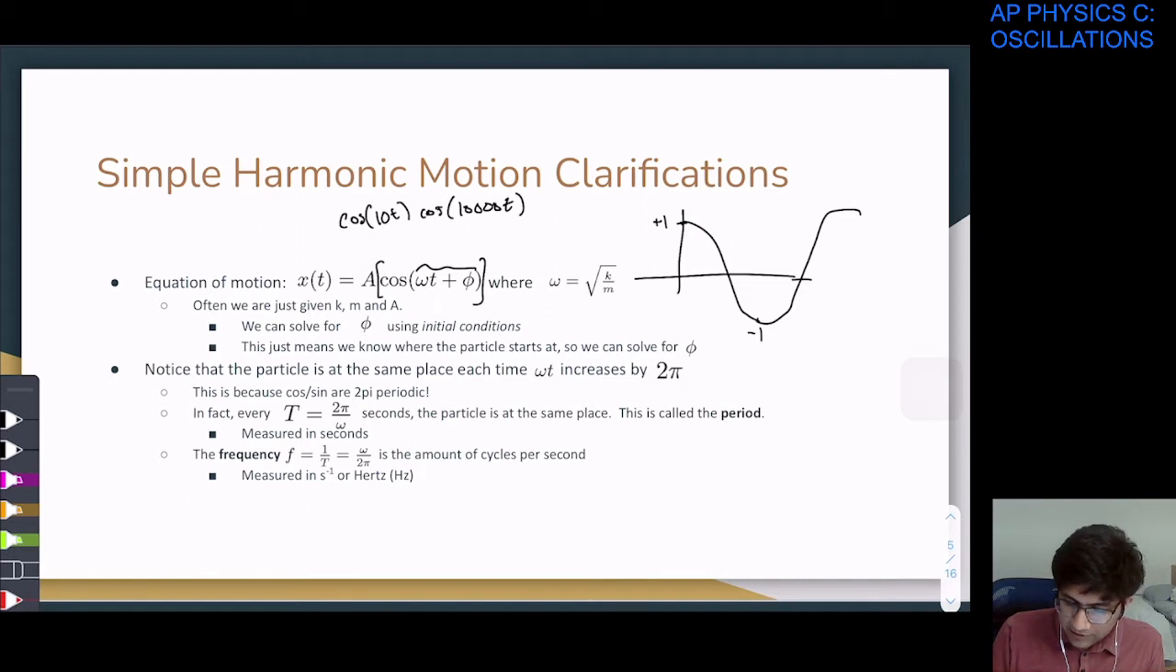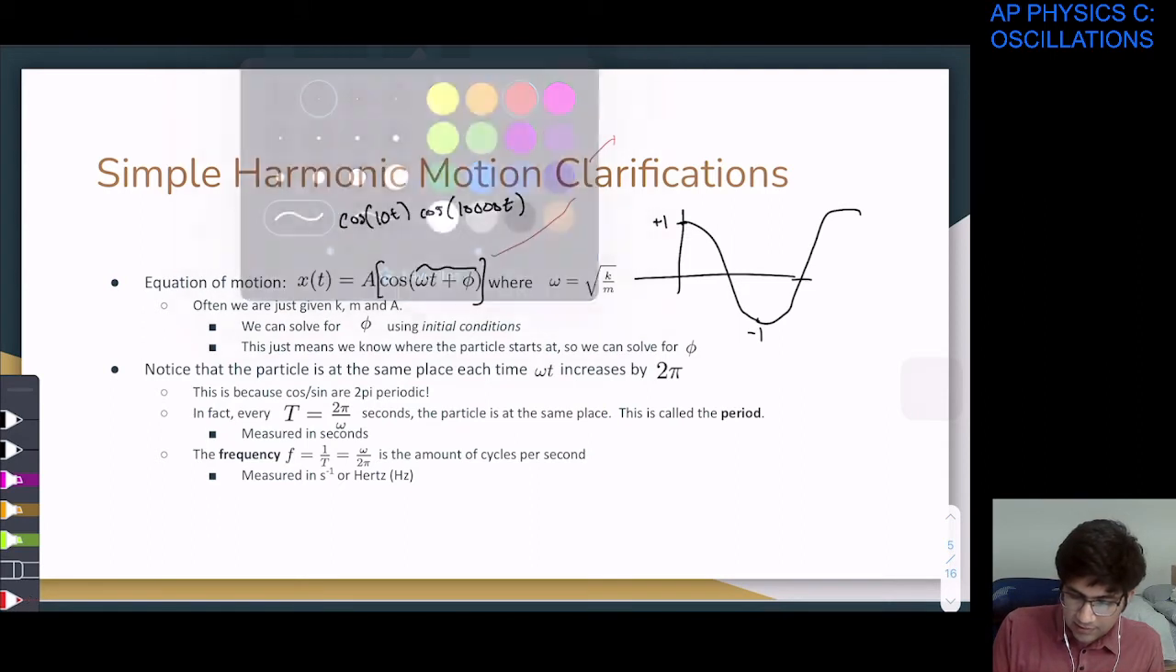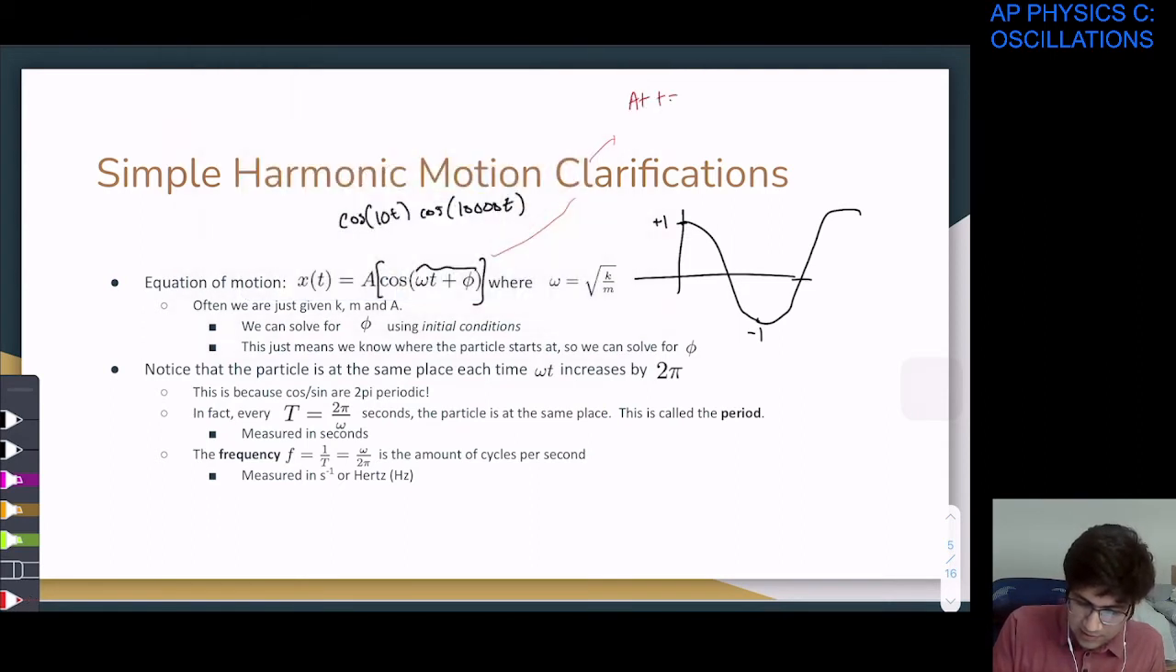Now this phi over here tells you our offset. So if we say that at time t equals 0 the particle's at a certain position, well, what happens at time t equals 0? I'm going to write that up over here. Say at t equals 0, we have x of 0 is equal to A times cosine of, well, the omega times t is 0, right? So we get 0 plus phi. And if phi is equal to 0, then we have just A, because cosine of 0 is 1.